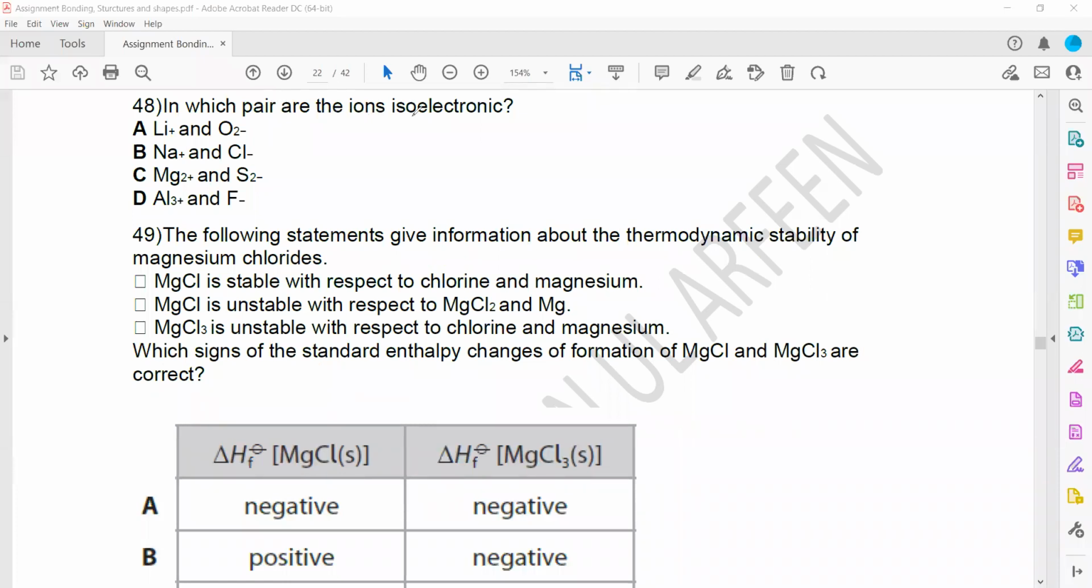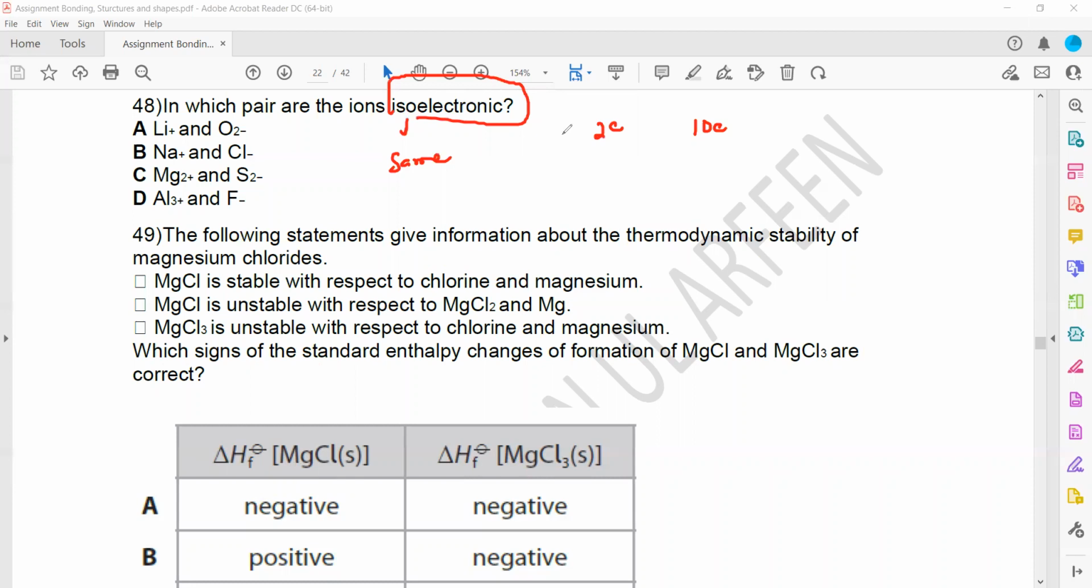In which pair are the ions isoelectronic? The term iso means same, so they have the same electronic structure or the same number of electrons. Lithium has 3 electrons, but Li+ will have 2 electrons. And oxygen has 8 electrons, O2- will have 10 electrons. So they are not isoelectronic. Same thing for sodium chloride.